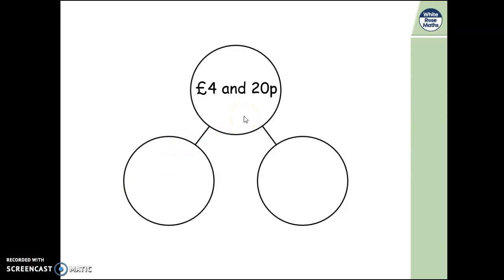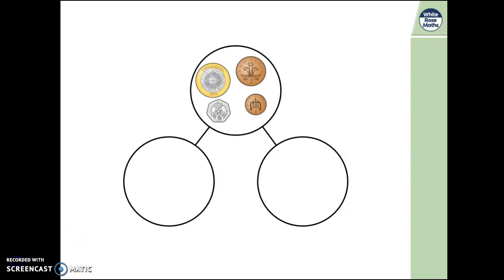Looking at this, we don't always have to have coins. We could be looking at a total through numbers and words. So we have £4 and 20p. So remember, split it into pounds and pennies. So we could split the £4 down here and 20p down here. £4 add 20p equals £4 and 20p.